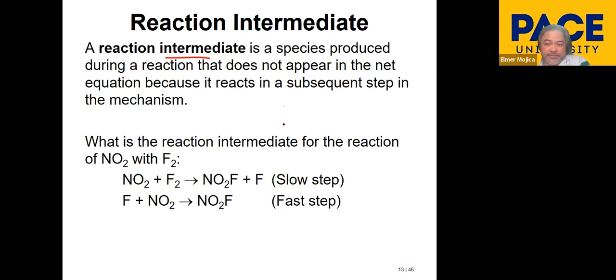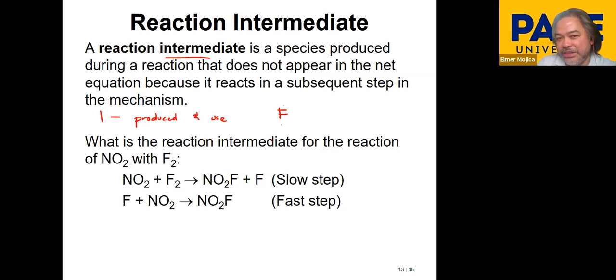So when they're doing the experiment here, during the reaction, they found out that F is present. But they cannot find it in the overall equation. Okay? So we could say an intermediate is something that is produced in the initial reaction and used in the subsequent reaction or elementary step.